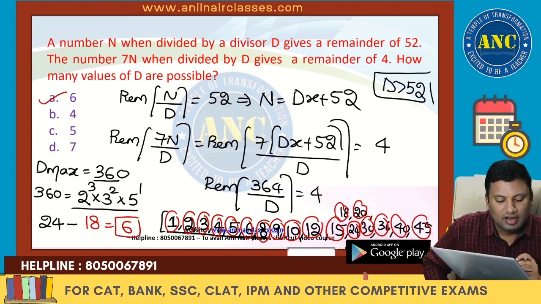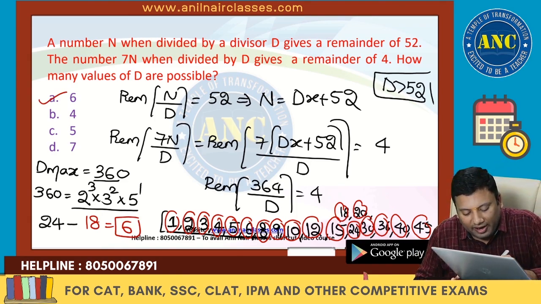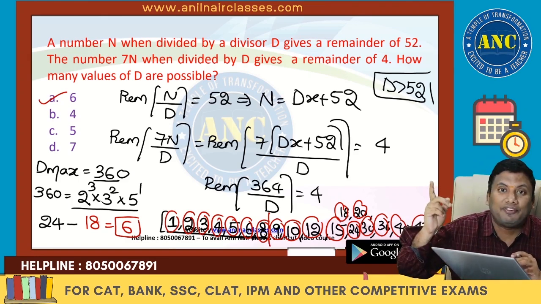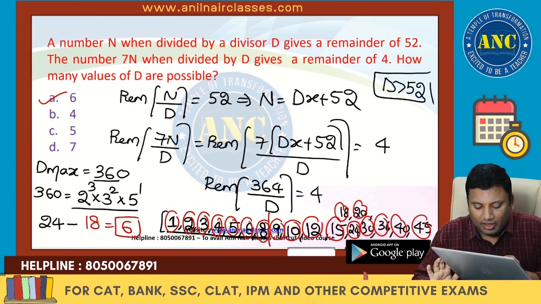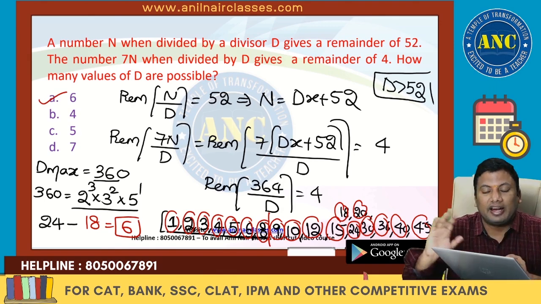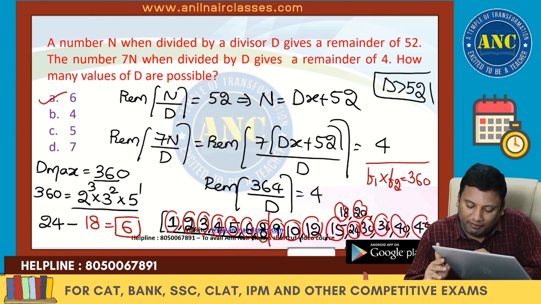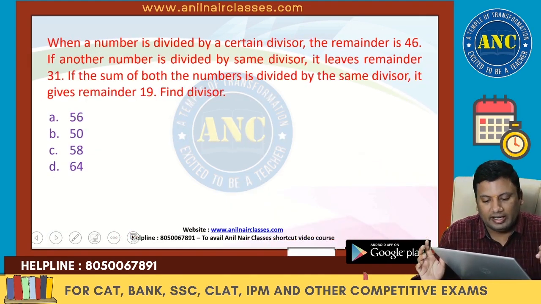Good question, sir. What is the answer? 6. I hope it is clear how I got all the factors. If I write till 8, it is enough. 8 into 45 is 360, and 45 is less than 52. So for every other factor I will get its complement, where f1 into f2 is nothing but 360. The product of two factors should also give you the number. I hope the idea is clear.